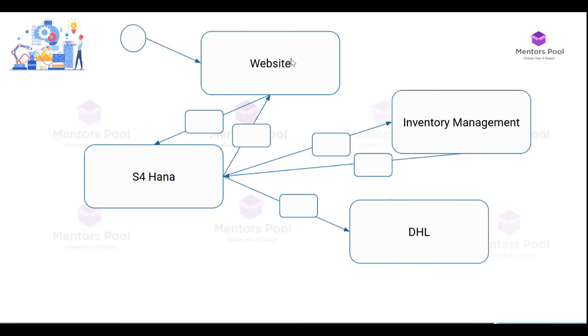If my website is not able to send, I'll have to fetch it. Then I can use Integration Suite here to fetch it and then send it here, right? So that is also possible. So I can fetch data from the website and send it to S4. I can fetch data from S4 and send it to inventory. If my S4 is able to send, then I will add this as a sender, and this as a receiver.